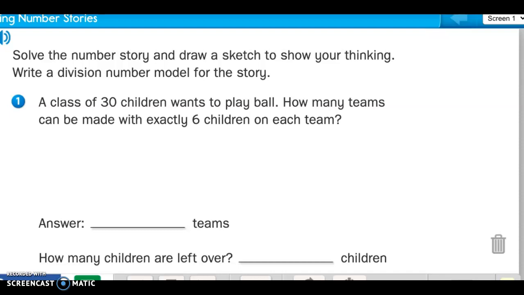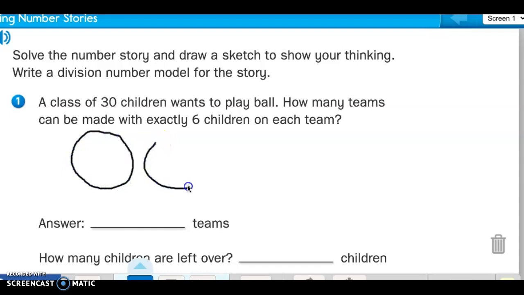So when we think about division, we think about sharing. So these are going to be number stories that we are going to share. So think about this. A class of 30 children wants to play ball. How many teams can be made with exactly 6 children on each team? So first of all, we're going to think, okay, we've got to take 30 and share it with 6. So we're going to make a drawing, because they want us to make sketches.